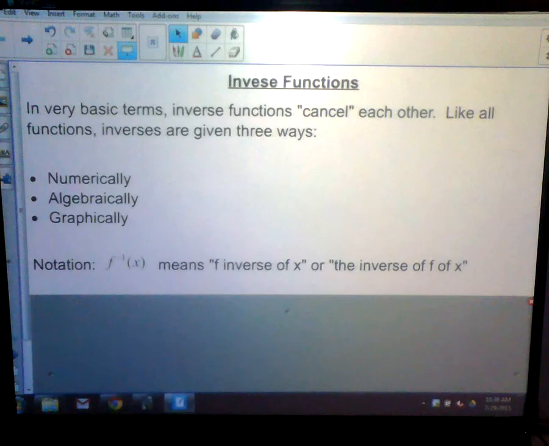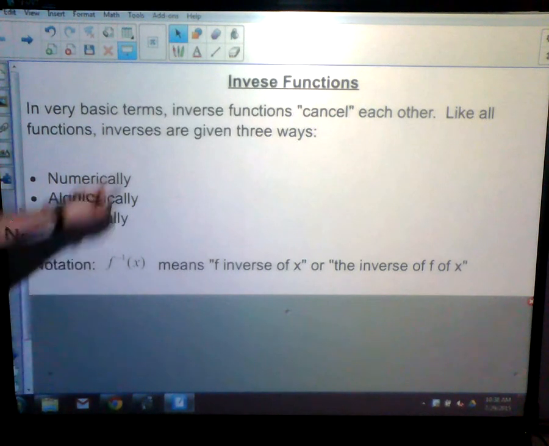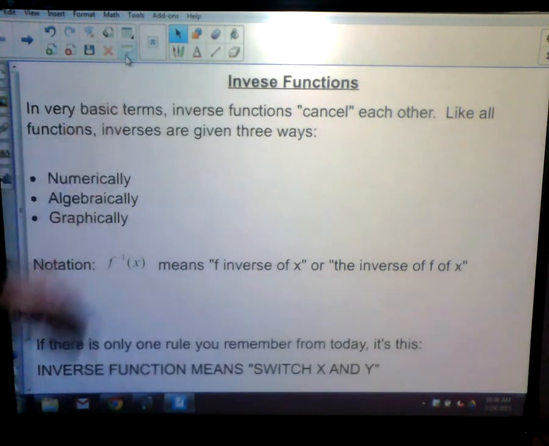f to the negative 1 of x does not mean f to the negative first power. It means f inverse of x, or the inverse of f of x. If you take nothing else from today, remember, inverse function means switch x and y. If I say inverse, that means switch x and y.